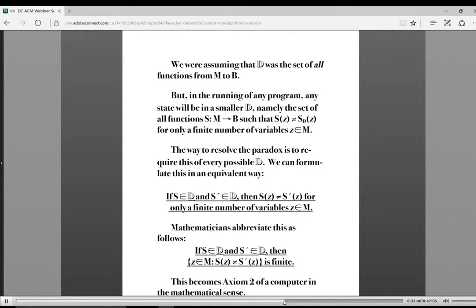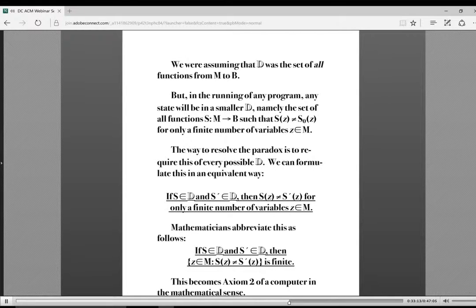We were assuming that D was the set of all functions from M to B. But in the running of any program, any state will be in a smaller D, namely the set of all functions from M to B such that S of Z is unequal to S sub 0 of Z for only a finite number of variables Z in M. The way to resolve the paradox is to require this of every possible D.